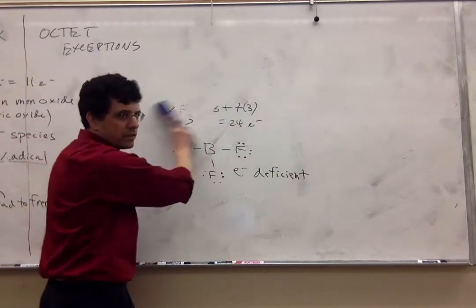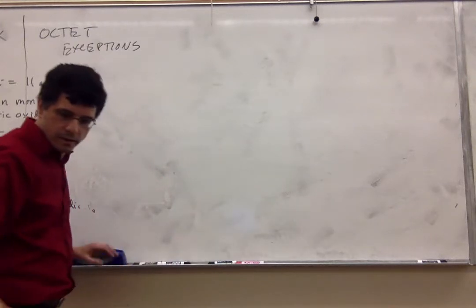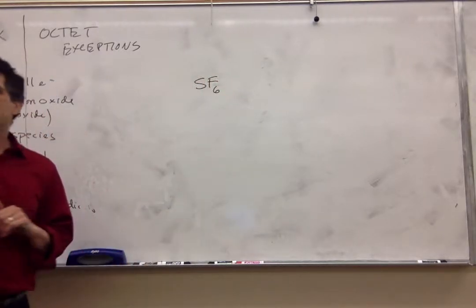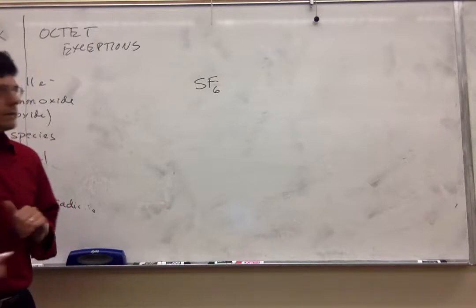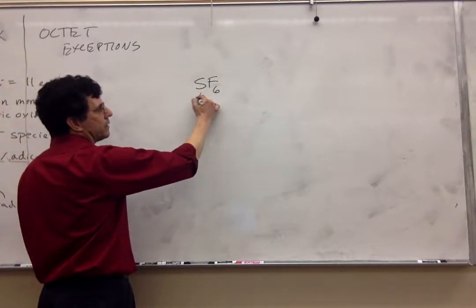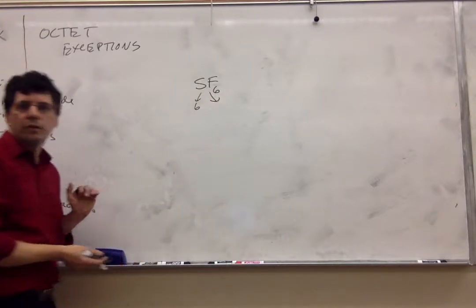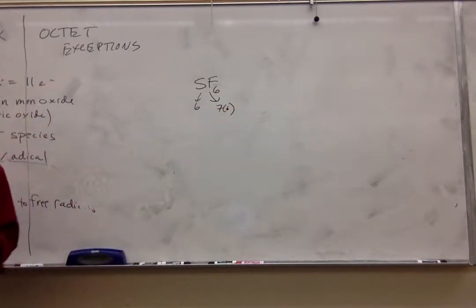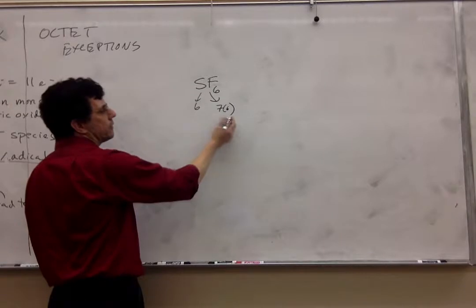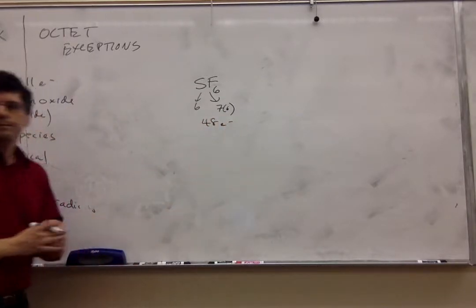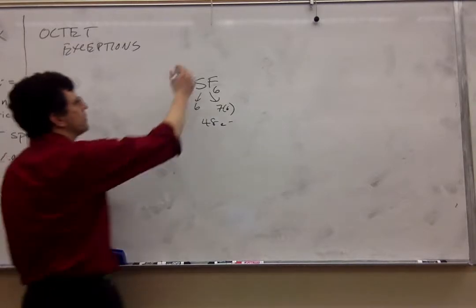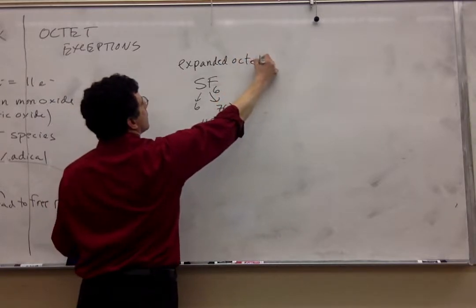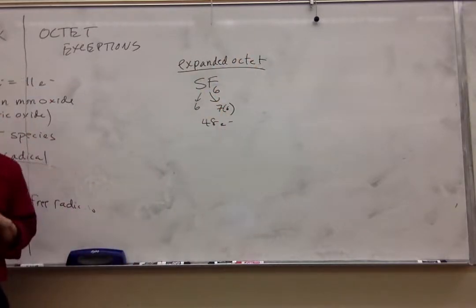I'll go ahead and erase this just to be in line with the camera here. And we'll look at sulfur hexafluoride. Going with tradition, we've got 6 valence electrons from the sulfur, and we've got 7 times 6 for the fluorines, and that's going to give us a total of 48 electrons. This one's an expanded octet. All of these, again, are exceptions to the octet rule.